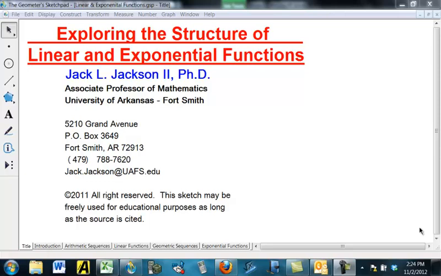This is Jack Jackson. We're going to take a look today at exploring some structure of linear and exponential functions, particularly arithmetic and geometric sequences. And we're going to focus our attention on this project that we had worked on earlier. If you remember, in the project, we had a certain number of blocks, and we had a couple of different scenarios we were looking at.